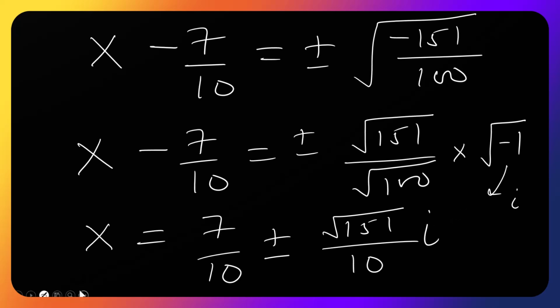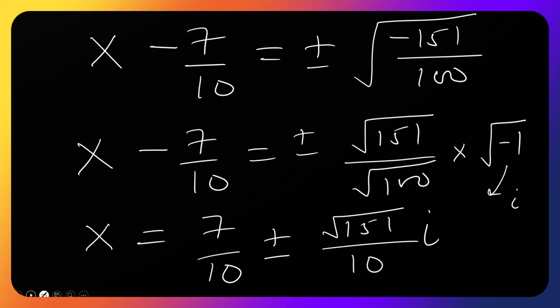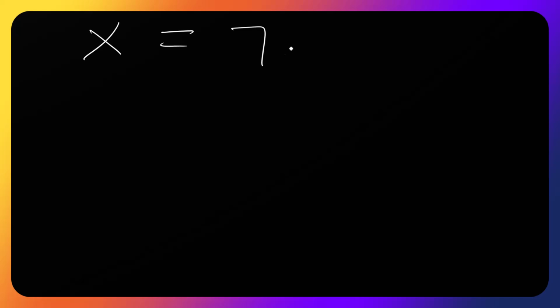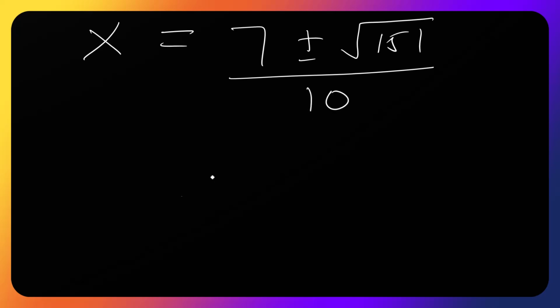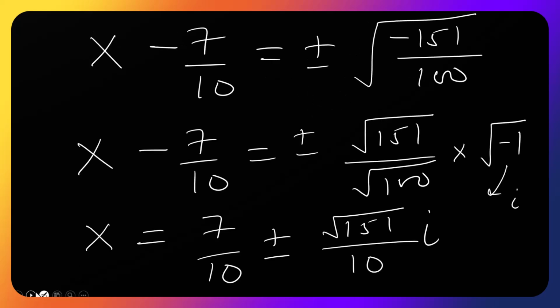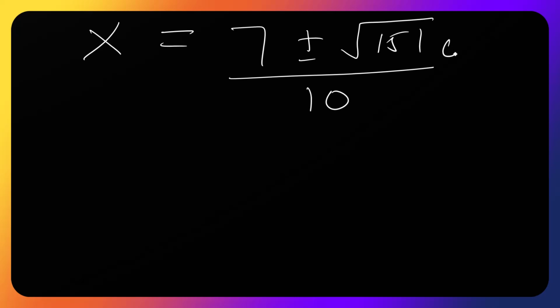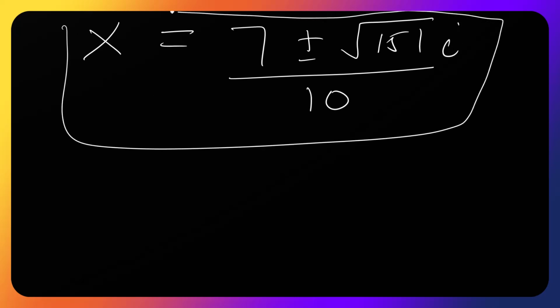So let's write the final answer. So we have x = (7 ± i√151)/10. So this one is the solution to the equation. All right.